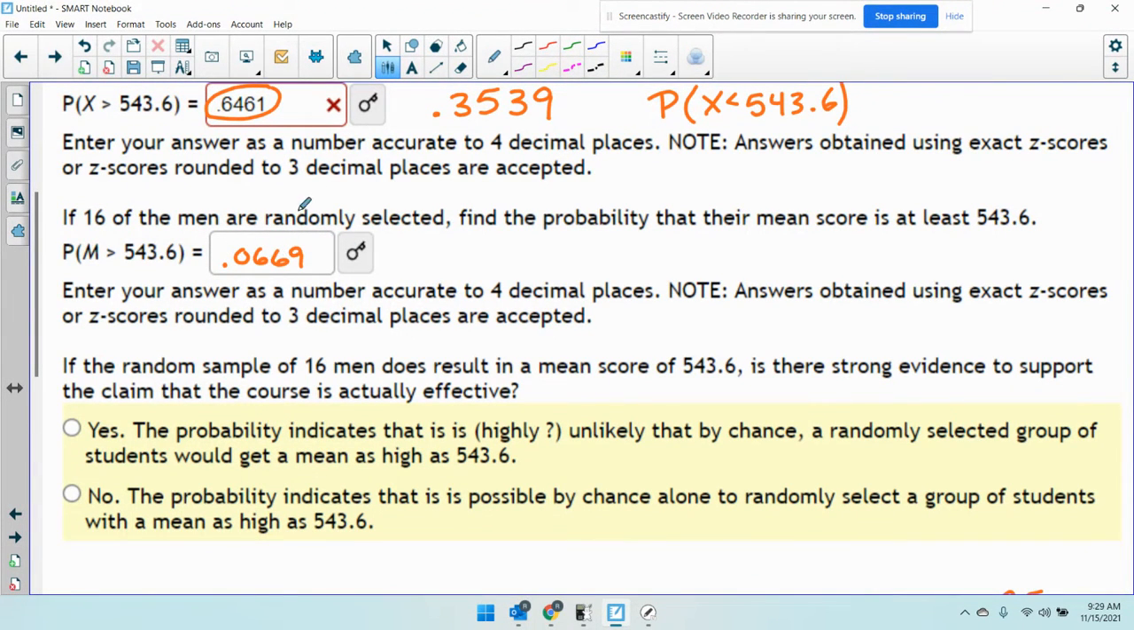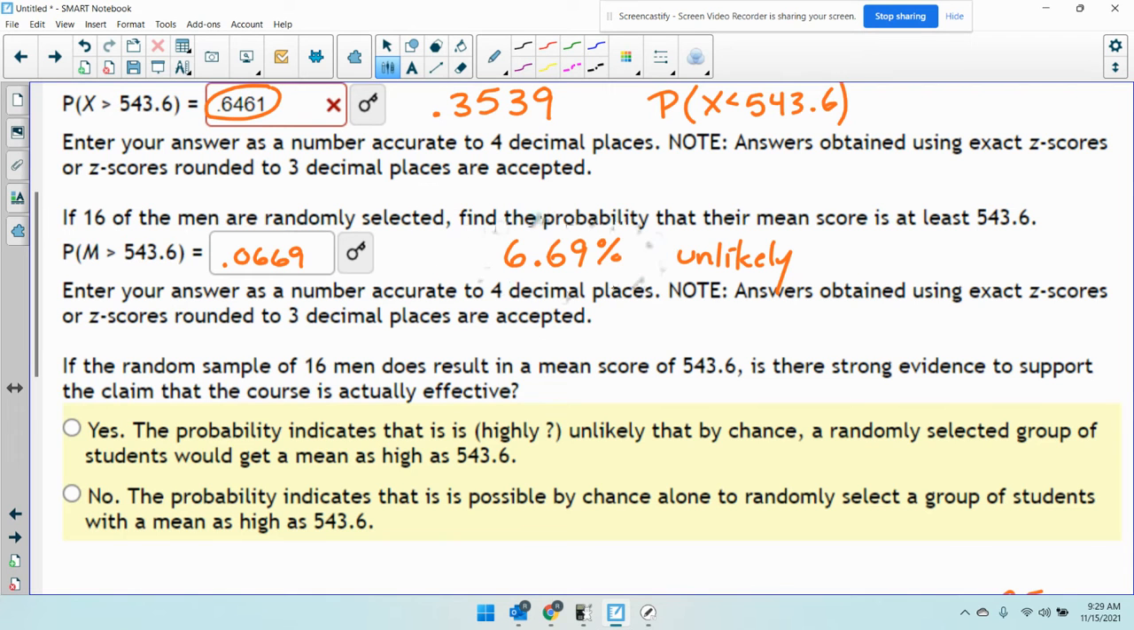Okay, so eventually we'll be given a standard. We'll say, all right, the standard is if it's above this value, we say it's unlikely. If it's below this value, we say it's likely. So in this particular case, if I pick 16 men, the chance that their average score is at least a 543 is like 6.69%. That seems pretty unlikely, right? I believe anyway. Pretty unlikely.